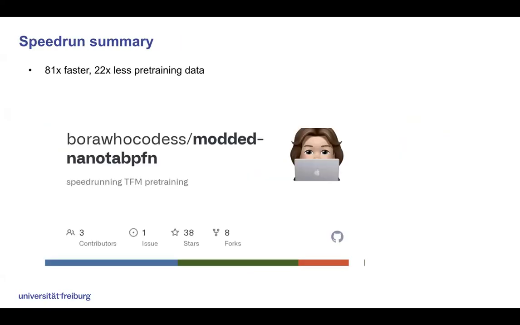Now, high-level summary, we got 81 times faster with 22 times less pre-training data. The repository is here. If you search for speedrunning tabular foundation models or modded nanoTabPFN, you can find it. And of course, my student would be happy if someone of you is interested in trying and beating the current record of the speedrun.